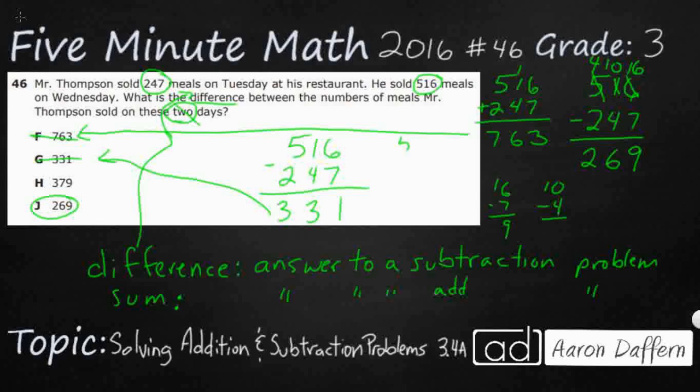And then if we did 516 minus 247, if we just said, you know what, this 6 doesn't work, I'm going to make it a 16. The 1 doesn't work, I'm going to make it an 11. You can get your 379, but they get it by just borrowing, but they don't borrow from anywhere. They just bring random numbers out. So our answer is going to be J, 269.